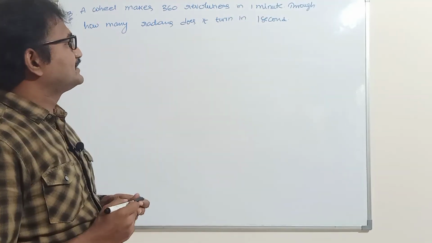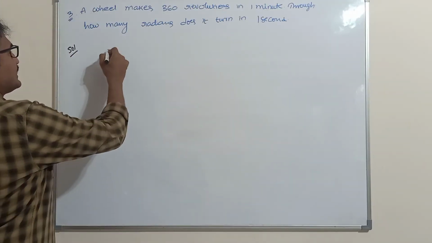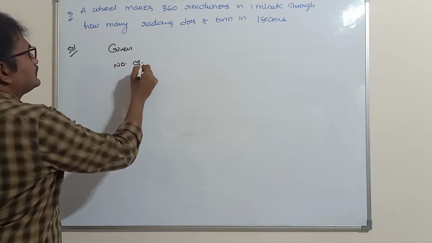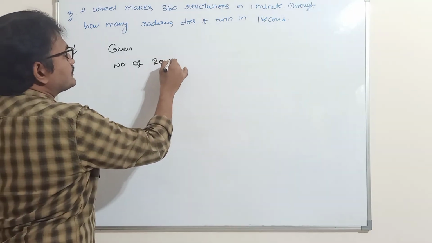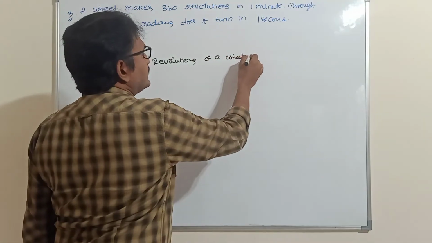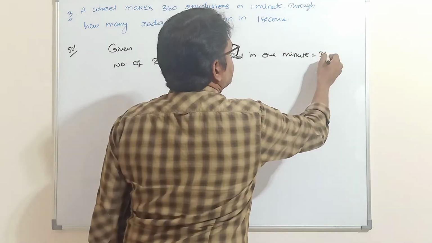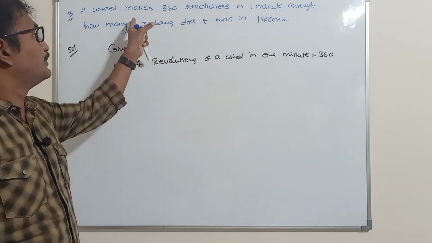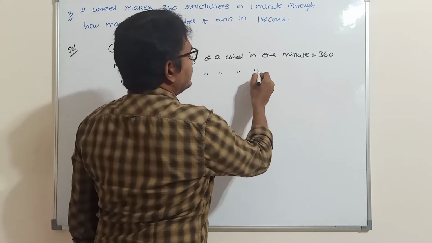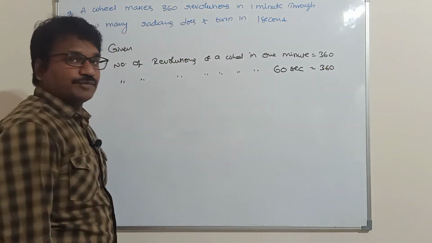Next, a wheel makes 360 revolutions in 1 minute. Through how many radians does it turn in 1 second? So given, the number of revolutions of a wheel in 1 minute is equal to 360. In 1 minute, the wheel is making how many revolutions? 360 revolutions. That means the number of revolutions of a wheel in 1 minute, which is 60 seconds. In 60 seconds, the wheel is making how many revolutions?